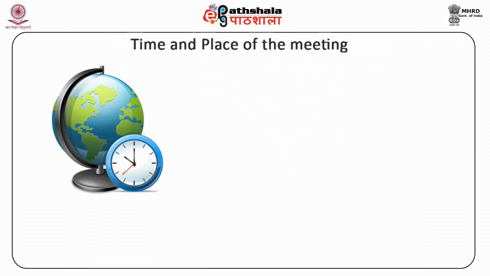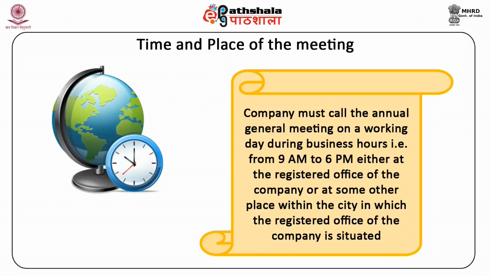Time and place of the meeting. The company must call the annual general meeting on a working day during business hours, that is from 9 a.m. to 6 p.m., either at the registered office of the company or at some other place within the city in which the registered office of the company is situated.